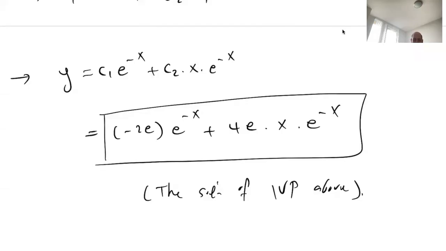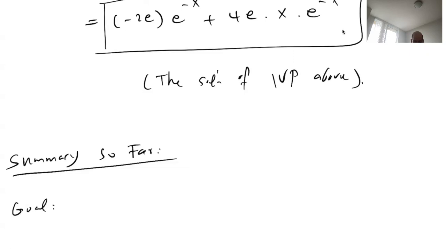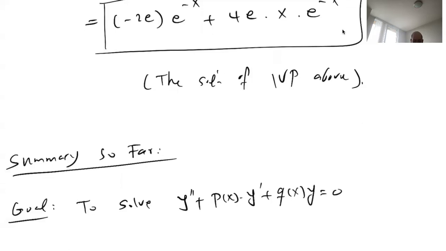All right, so let's summarize the cases so far. Summary so far. We mentioned that our goal is to solve y double prime plus p of x times y prime plus q of x times y equals 0.